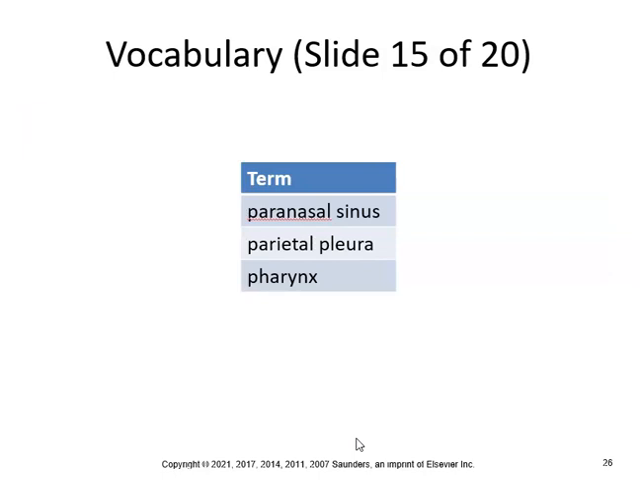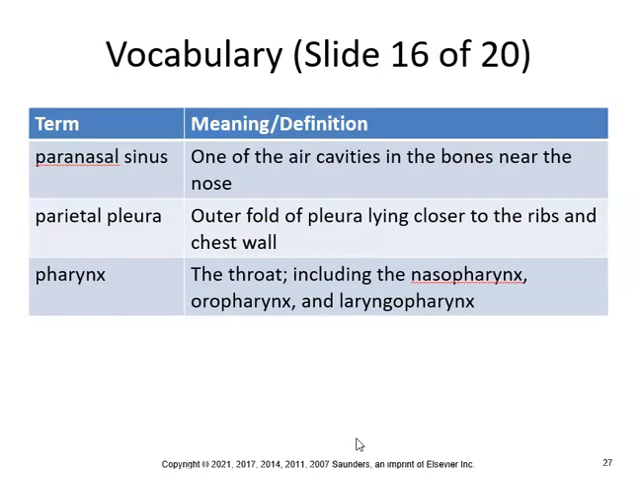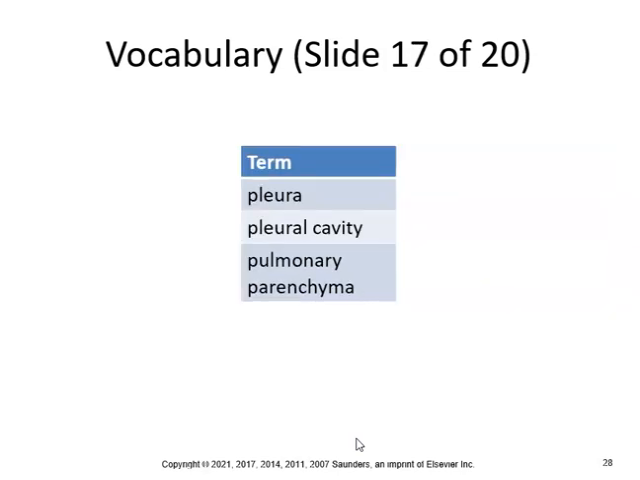Paranasal sinus, parietal pleura, and the pharynx. The paranasal sinus, one of the air cavities in the bones near the nose. The parietal pleura, outer fold of pleura lying closer to the ribs and chest wall. And the pharynx, the throat, including the nasopharynx, oropharynx, and the laryngopharynx.